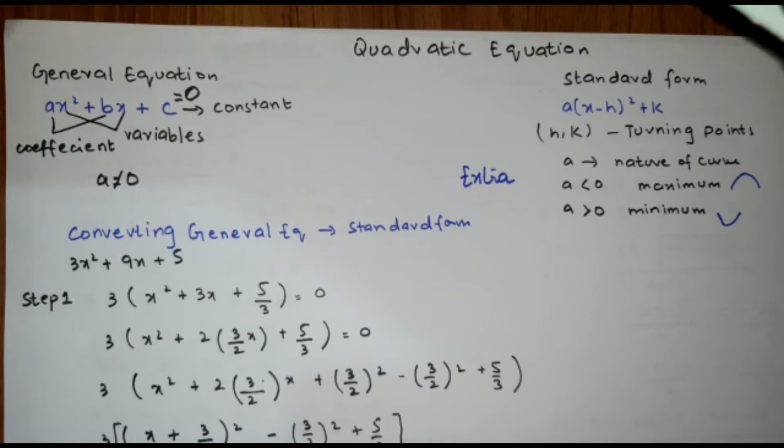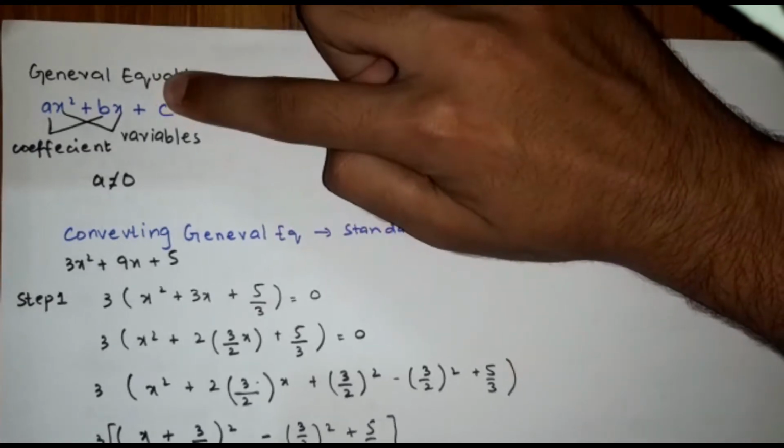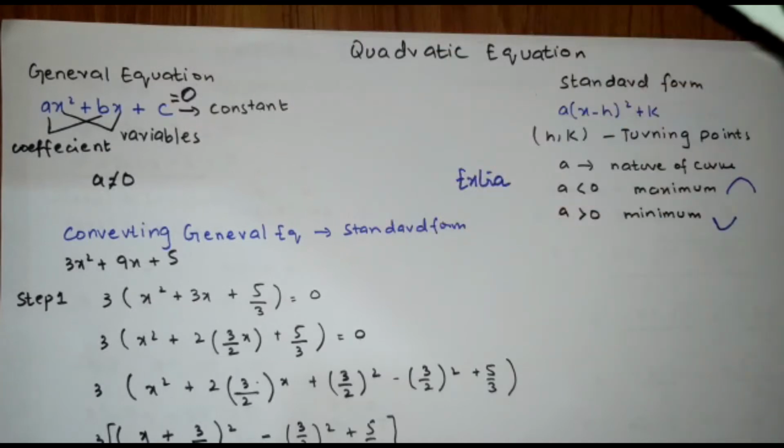is equal to 0. Here we need to understand the importance of is equal to 0, because any equation without is equal to 0 is not an equation but an expression. So if we remove equals to 0 from here, it becomes a quadratic expression instead. So here we have a and b as our coefficients, x² and x as our variables, and c is the constant.